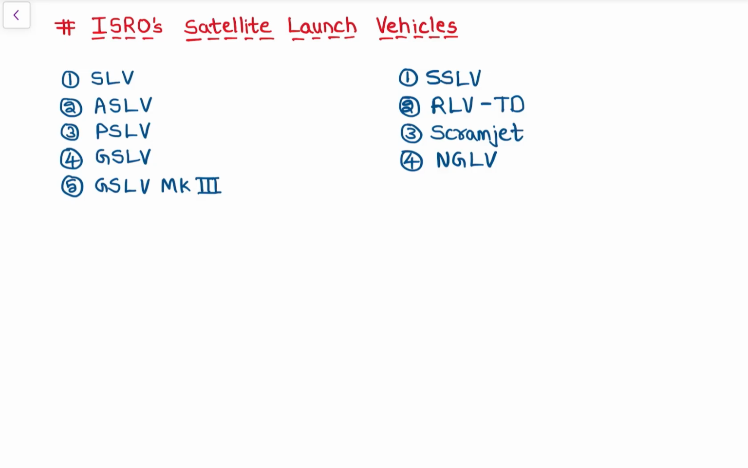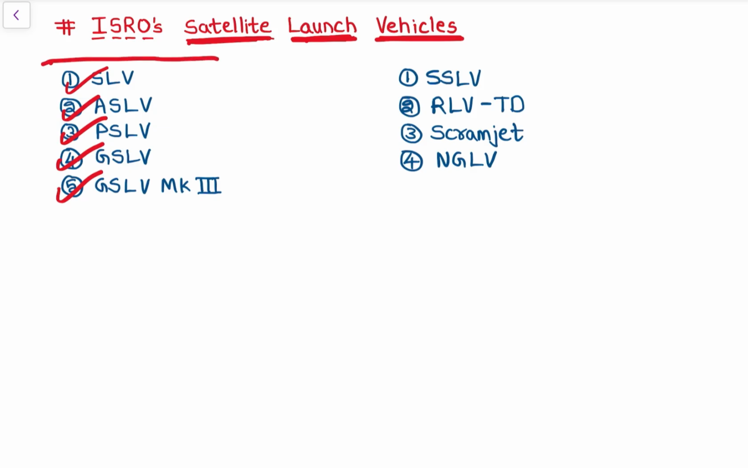See, we have seen that satellites have to be kept in orbit, right. How to put those satellites in orbits, right? We will be using satellite launch vehicles to put our satellites into orbits, into low earth orbit, medium earth orbit, geostationary, geosynchronous, etc, right. So ISRO uses the following satellite launch vehicles. They are SLV, ASLV, PSLV, GSLV and GSLV MK3, right. So these are currently used.